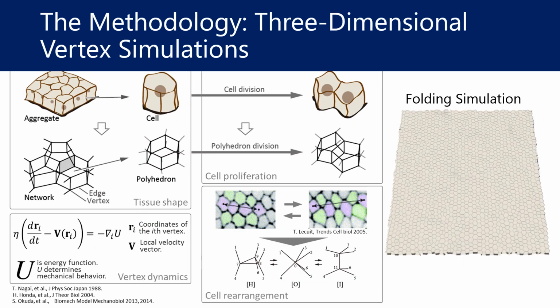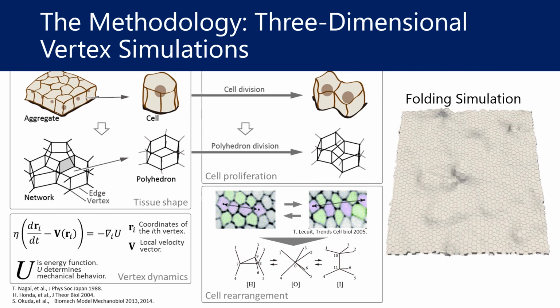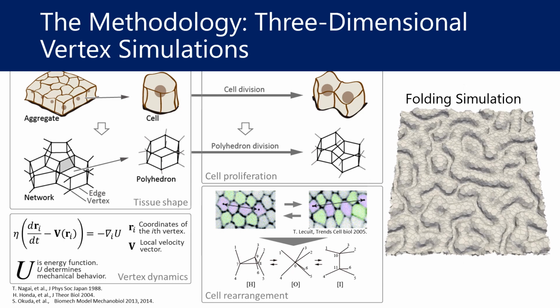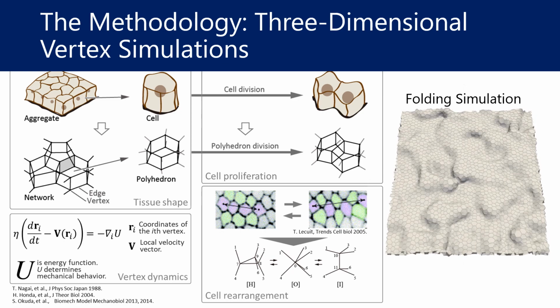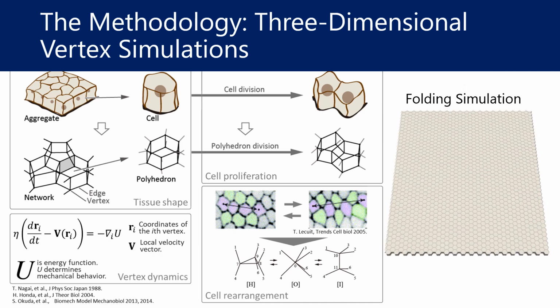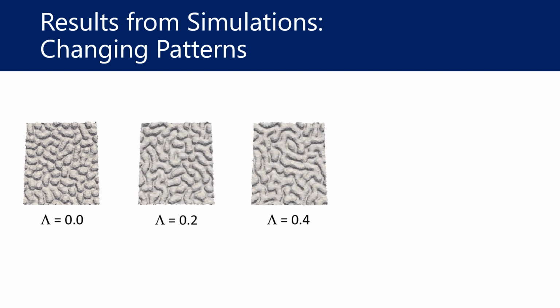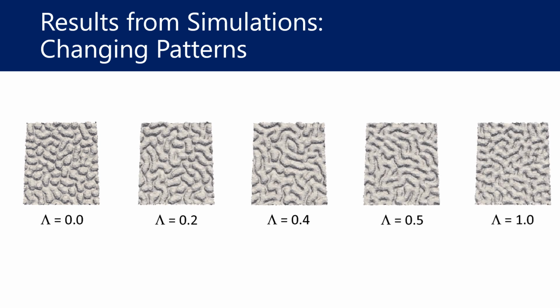The researchers used a method called three-dimensional vertex simulations to investigate the relationship between the degree of asymmetry and epithelial folding morphology. This method allows for a detailed analysis of how changes in the environment can influence the folding patterns of the epithelial sheets. The results from the simulations were quite fascinating. As the degree of asymmetry changed, so did the folding patterns of the epithelial sheets. They observed a progression from spot patterns to labyrinth patterns and then to hole patterns. This indicates that the environmental asymmetry has a significant impact on the folding patterns of the epithelial sheets.